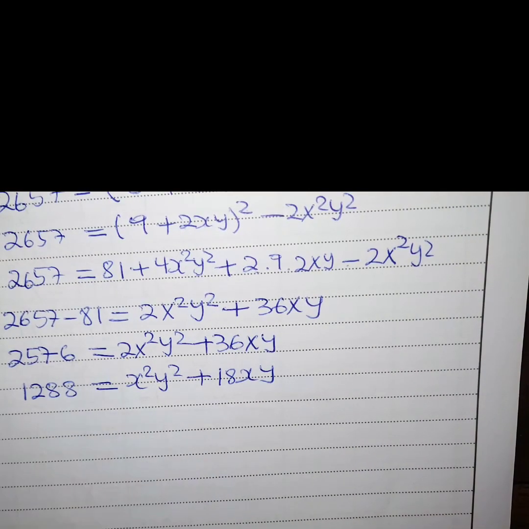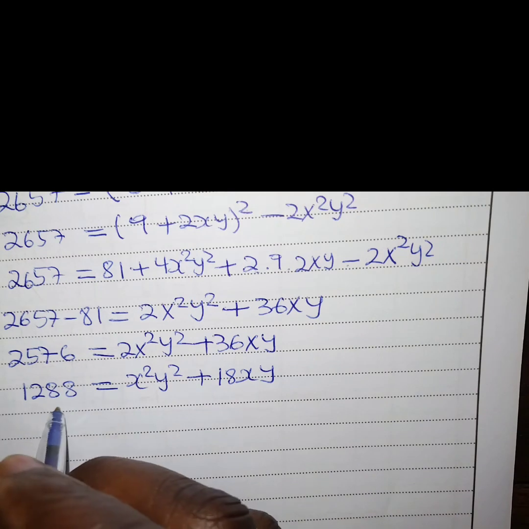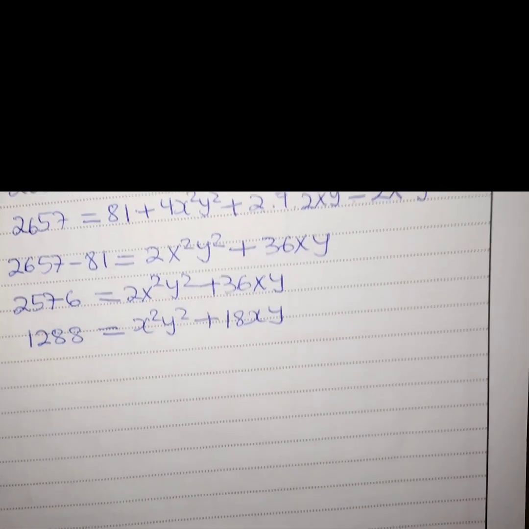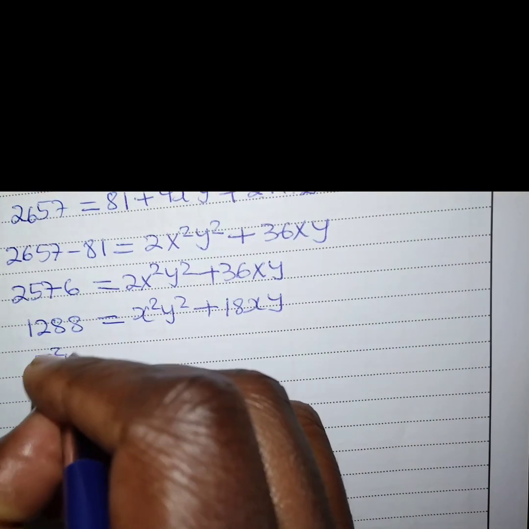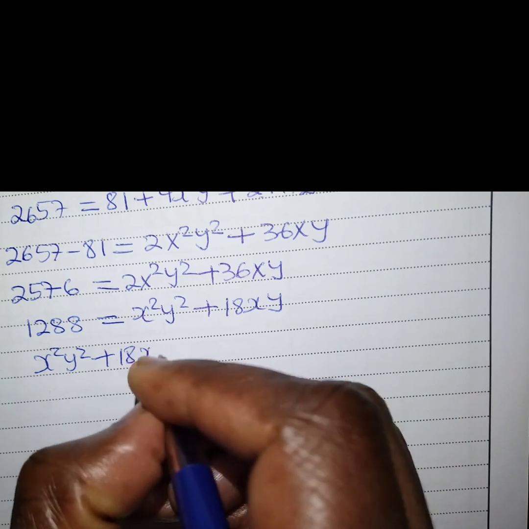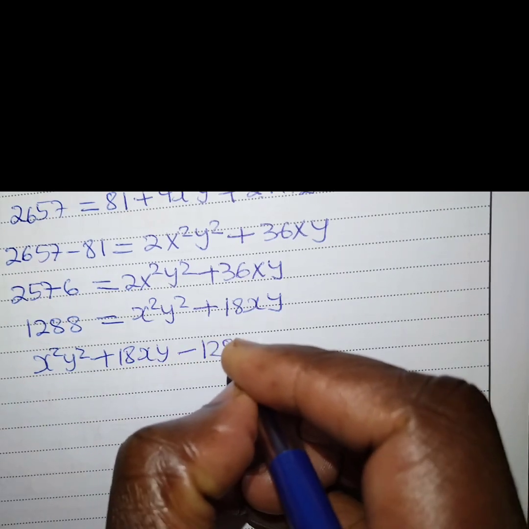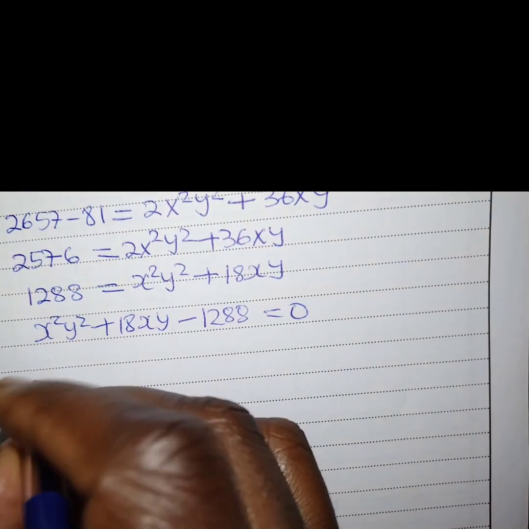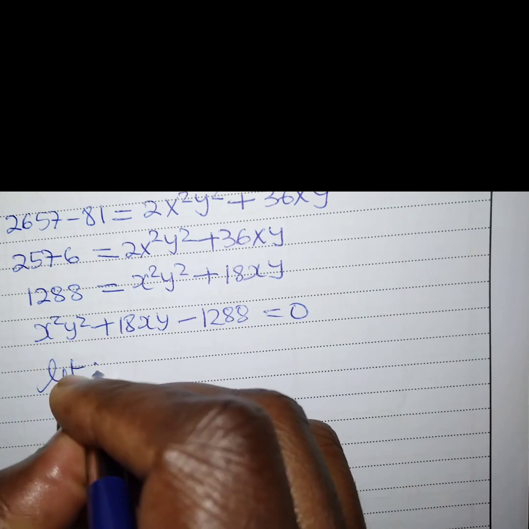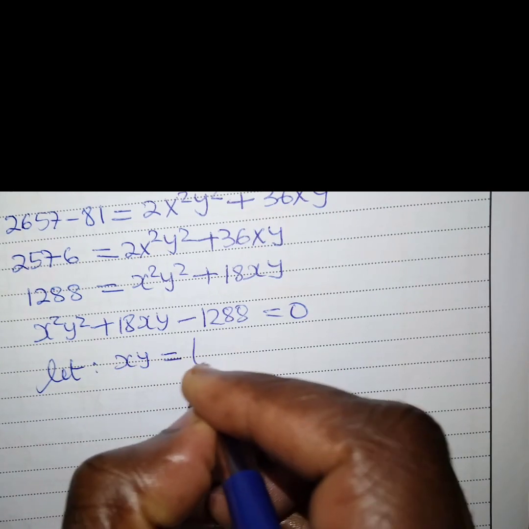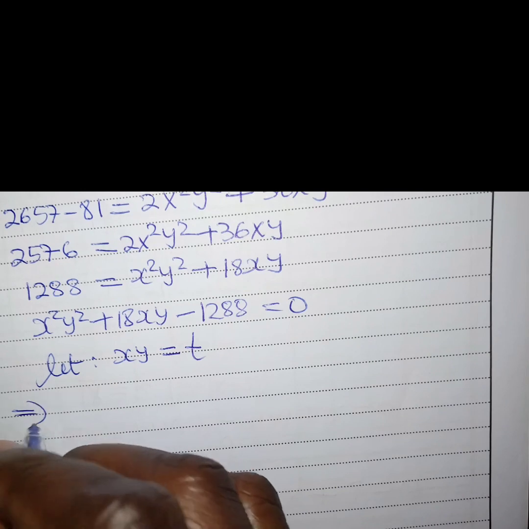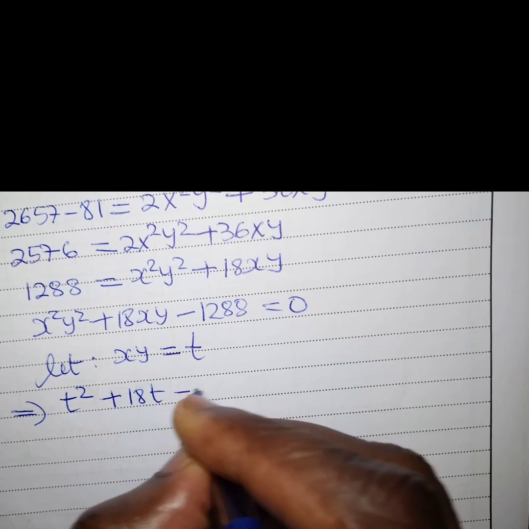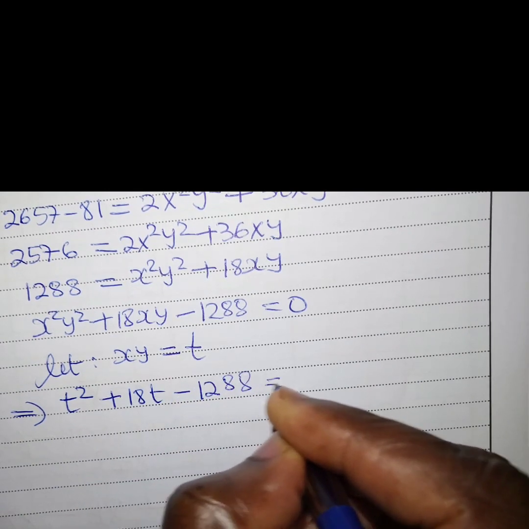Bringing 1288 to the other side of the equation, we are going to have x squared y squared plus 18xy minus 1288 equals 0. So I'm going to let xy be equal to t. This implies that we have t squared plus 18t minus 1288 equals 0.